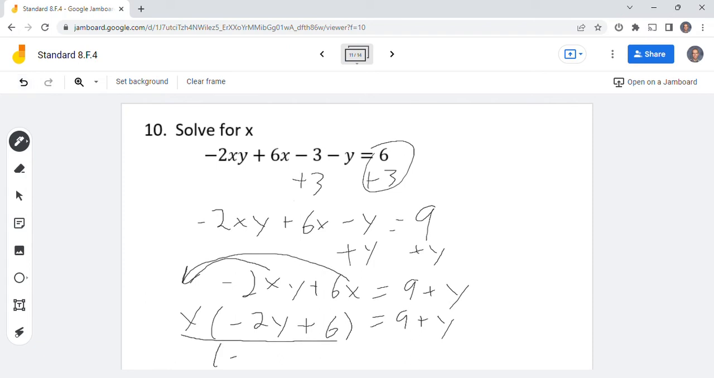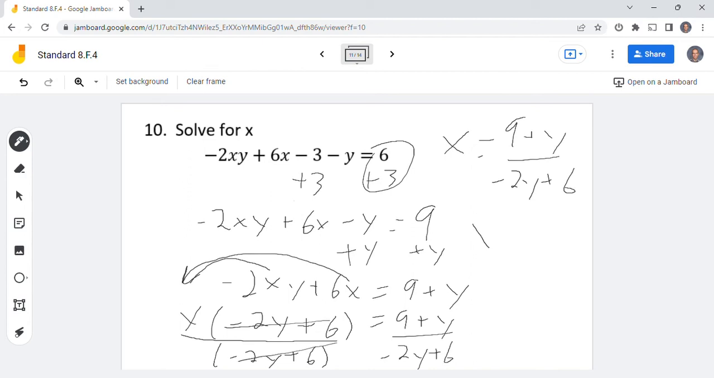We're going to divide by negative 2y plus 6 to get rid of that last piece. Divide over here by negative 2y plus 6. And this divided by itself ends up being 1. Leaves us with x on the left hand side. Over on the right hand side we have 9 plus y divided by negative 2y plus 6. The x is now by itself, so we are finished.